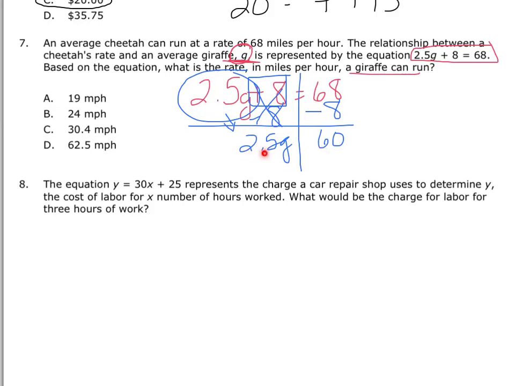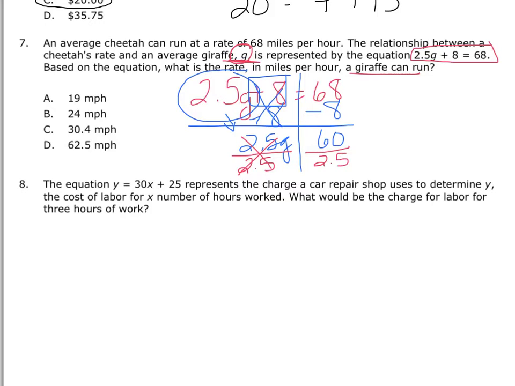So I have to figure out what operation is happening right now, which is multiplication, because remember, if they're right next to each other, that means to multiply. So the opposite of multiply is to divide. So I'm going to divide by 2.5. So this cancels out to make a 1. So I have 1G left. But what I do to one side of the equal sign, I have to do to the other. So I'm going to divide by 2.5 on this side.